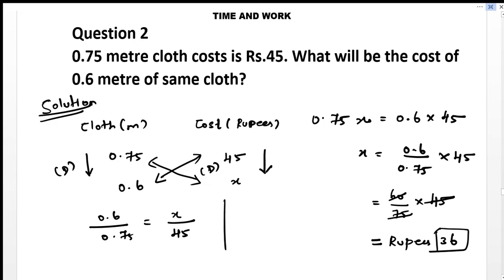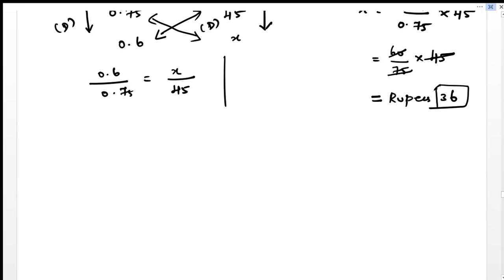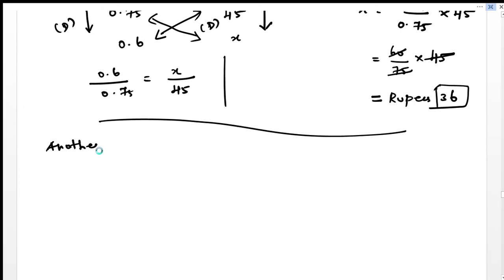So let us move on. Here I am going to tell another method. Let us see the other method. This arrow method is very easy. So we are solving it by another method, a simple method.